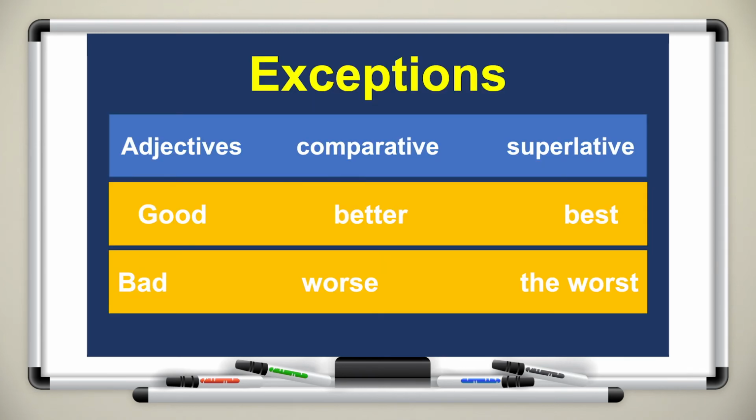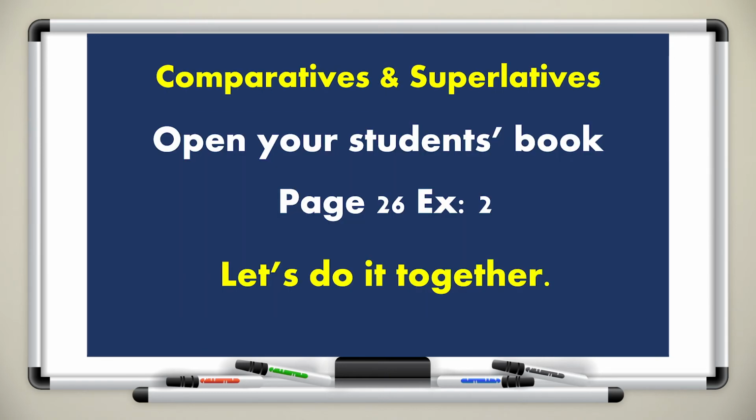Now, in English, we always have exceptions, okay? For example, if the adjective I have was good, it will be better if I want to use it as a comparative adjective. And it will be best if I want to use it as a superlative adjective. Also, the word bad. If I want to use the word bad as a comparative adjective, I will say worse. And if I want to use it as a superlative adjective, I will say worst. Those are the exceptions.